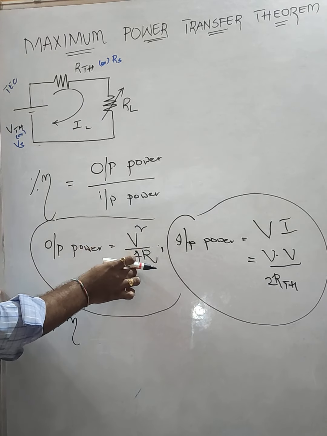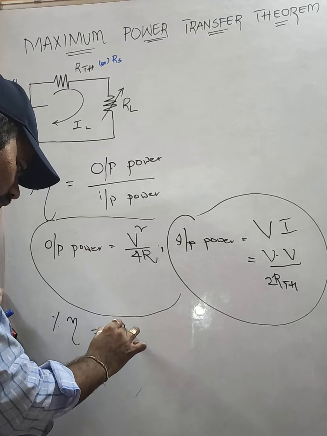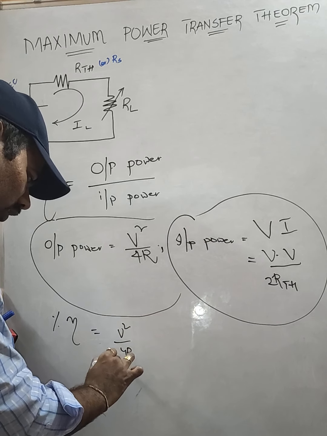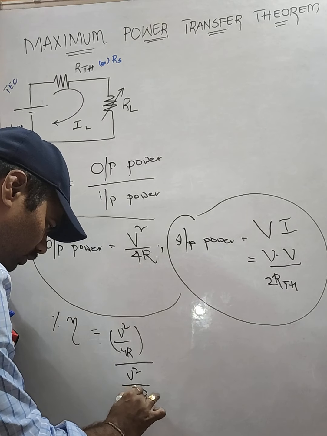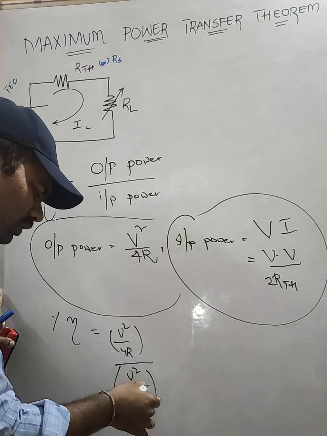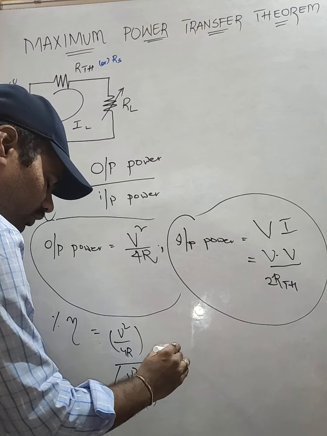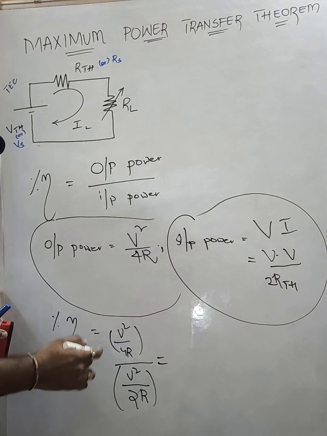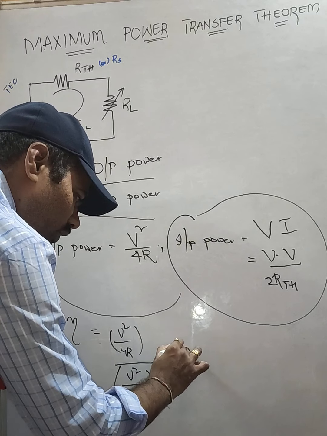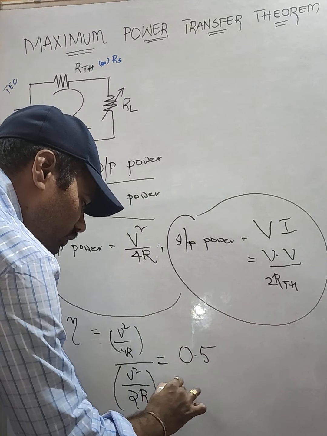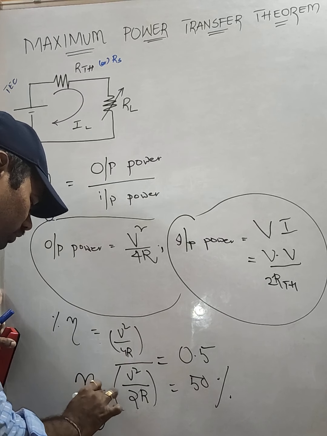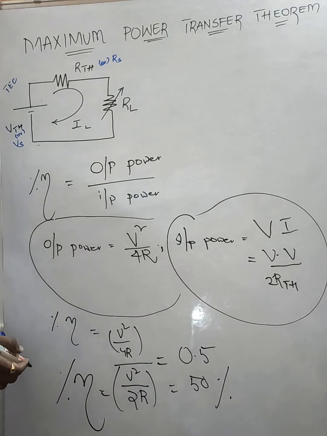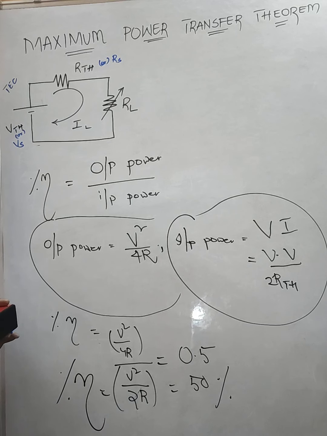Output V squared by 4R divided by V squared by 2R. This V squared cancels out. We get 2R over 4R, which is approximately 0.5. In terms of percentage, this is 50%. Remember, the efficiency of the maximum power transfer theorem here is 50%. That's the final conclusion point you have to observe. Thank you.